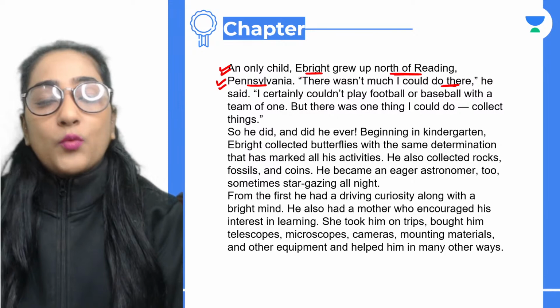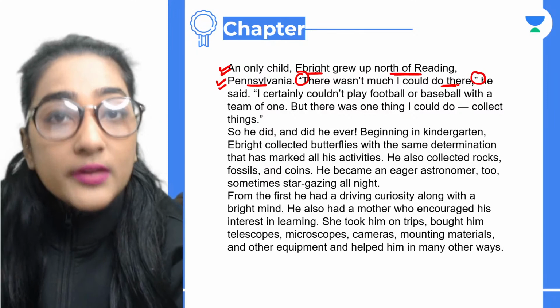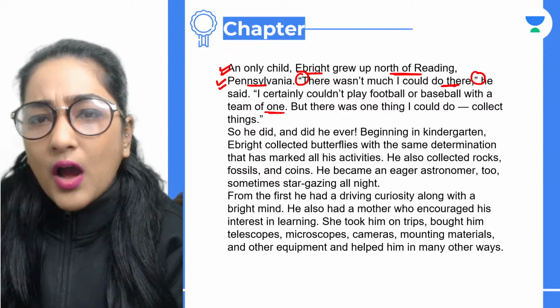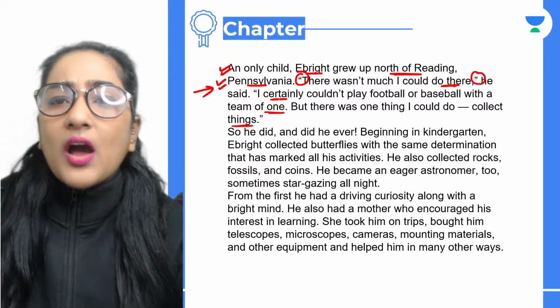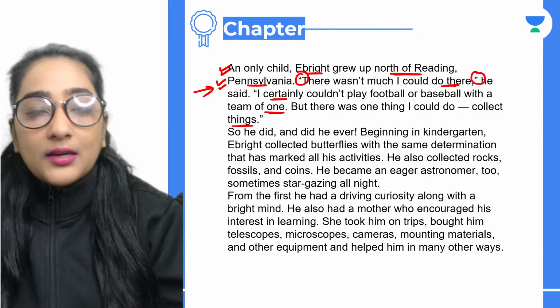The inverted commas show that these are the direct words of the speaker. He said, "I certainly couldn't play football or baseball with a team of one. But there was one thing I could do: collect things." When he was living there, he was the only child. He was saying that I certainly means I was very sure that I couldn't play football and baseball by myself, but I could certainly do one thing.